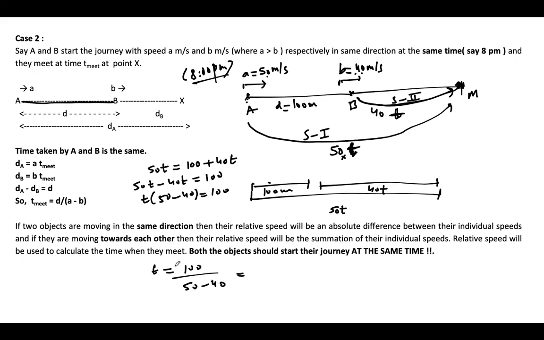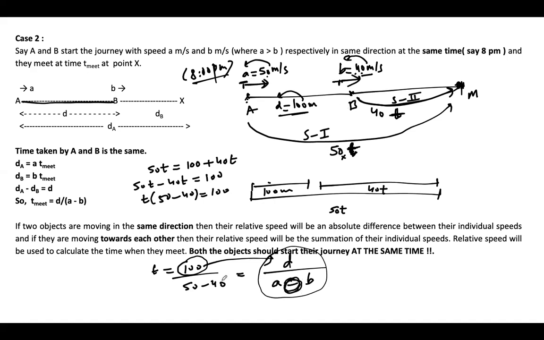So these are all values, and I am replacing them with variables. 100 was the value of d. What was the variable used for 50? A. What was the variable used for 40? B. If they're traveling in the same direction, we'll get A minus B, meeting time.